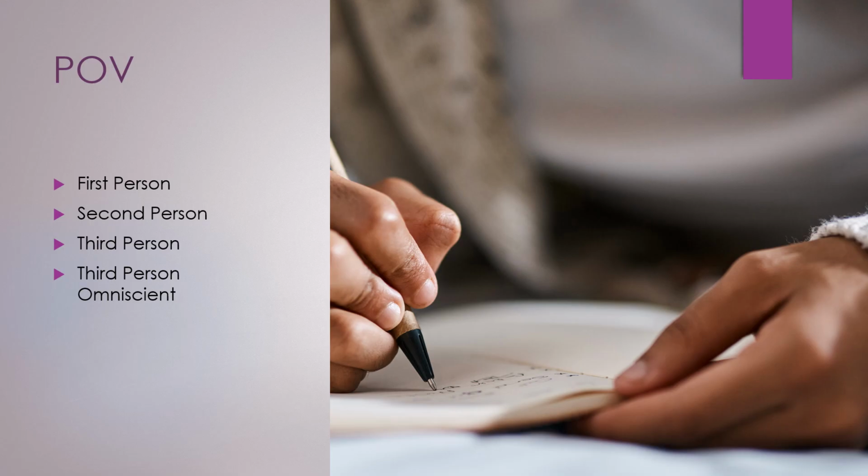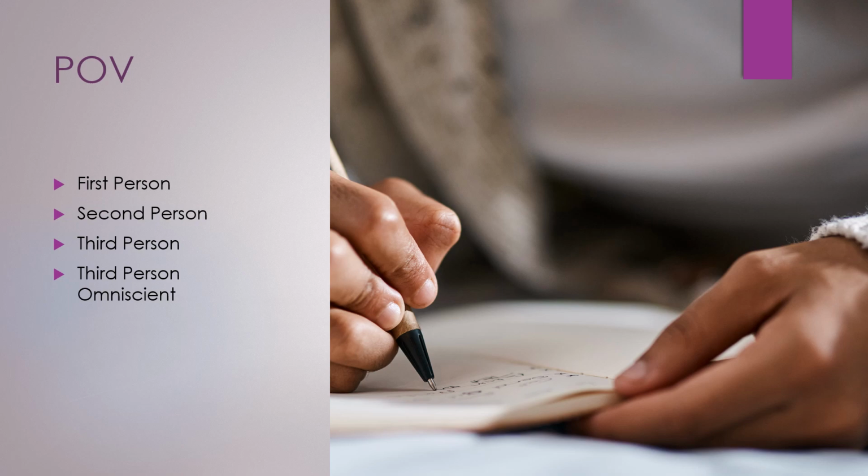So, point of view or POV is basically how you're telling your story. Your first person POV is basically probably one of the most common. It's basically how we tell stories in everyday life.